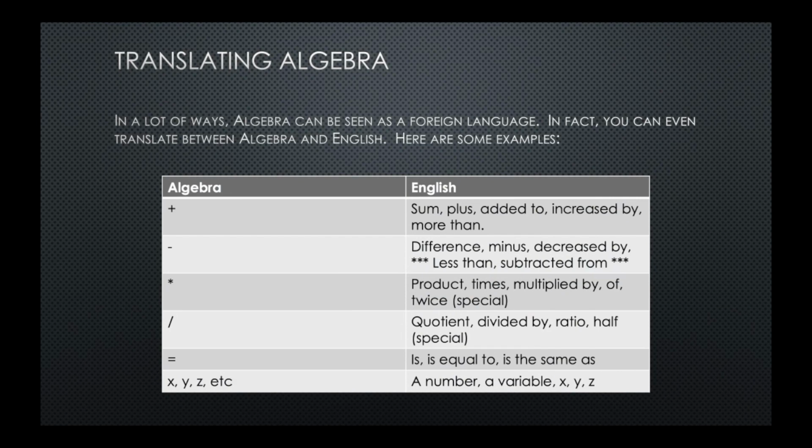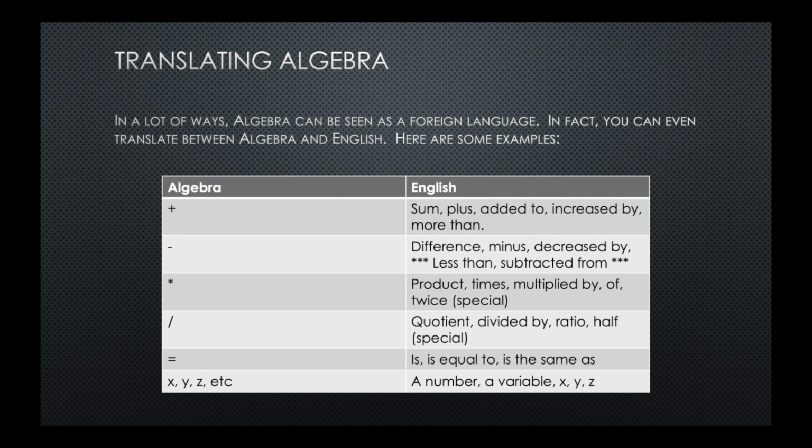First, let's take a look at the algebra symbol on the left, and let's talk about the English words that mean that on the right. So in algebra, we have the plus symbol, and the English words that can mean that are sum, S-U-M, meaning the sum of 3 and 5 or something like that. The word plus, added to, increased by, and more than. So these are all words that can mean the plus symbol.